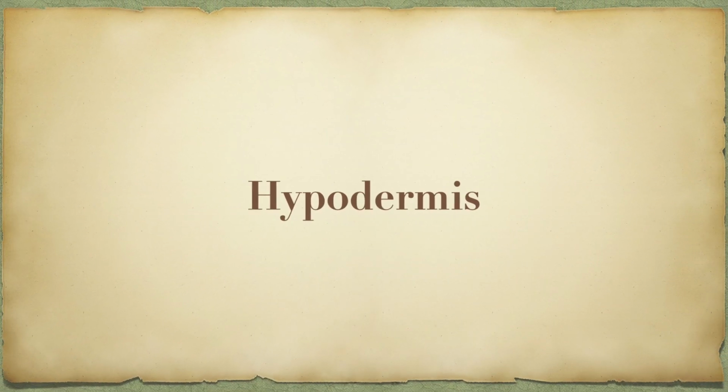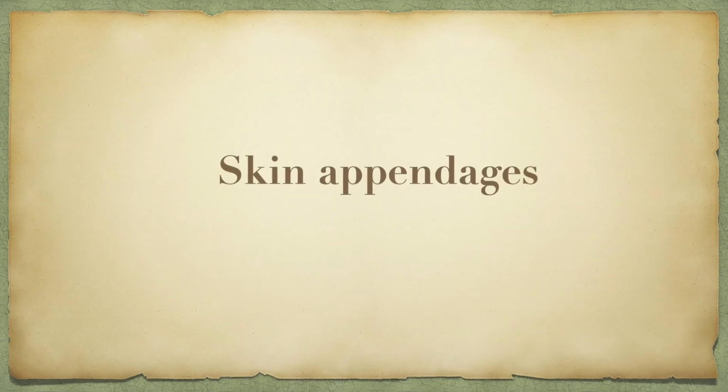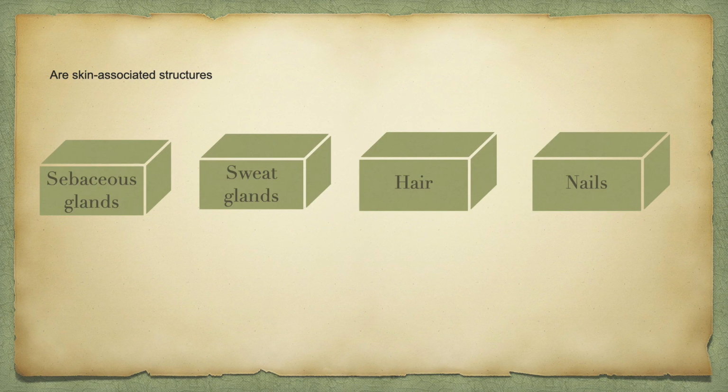Hypodermis. The hypodermis is deep to the dermis and is also called subcutaneous fascia. It is the deepest layer of skin and contains adipose lobules along with some skin appendages like the hair follicles, sensory neurons, and blood vessels. Skin appendages are skin-associated structures. They include sebaceous glands, sweat glands, hair, and nails.